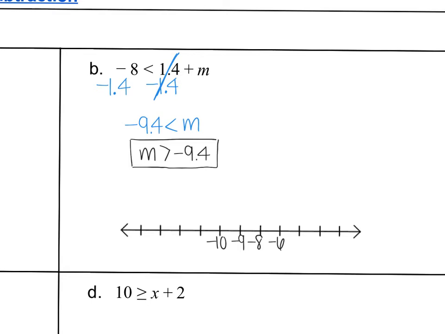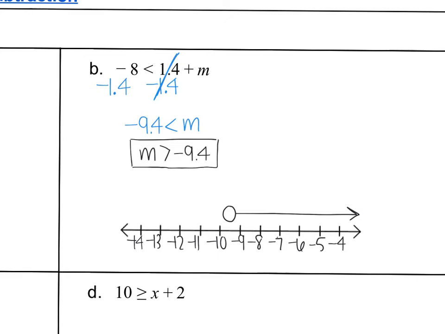Oops, I missed 7. I'll count up and I'll count down. And then when I have to place negative 9.4 on that number line, I'll go right between, it's almost halfway between 9 and 10, and I'll put an open circle. I'm talking about greater than, so my arrow should be to the right.